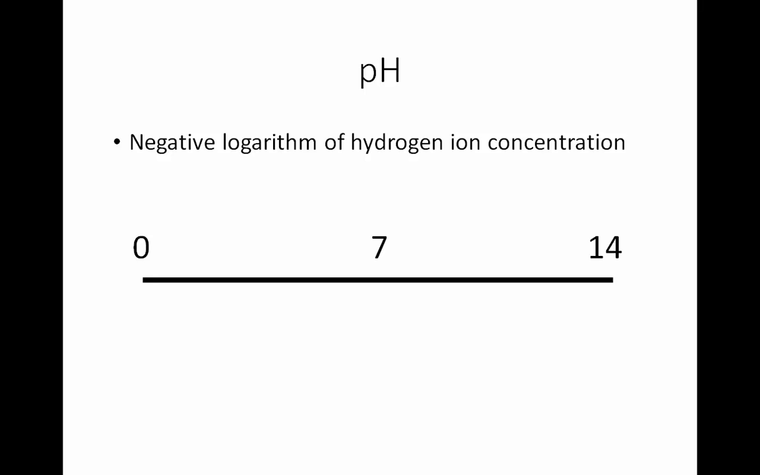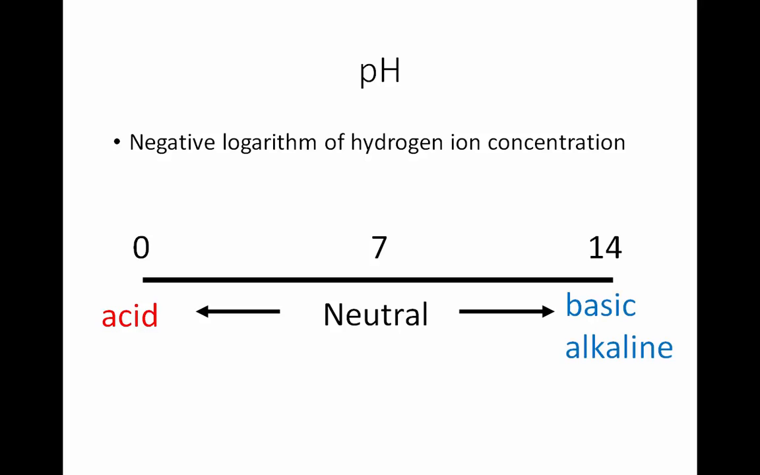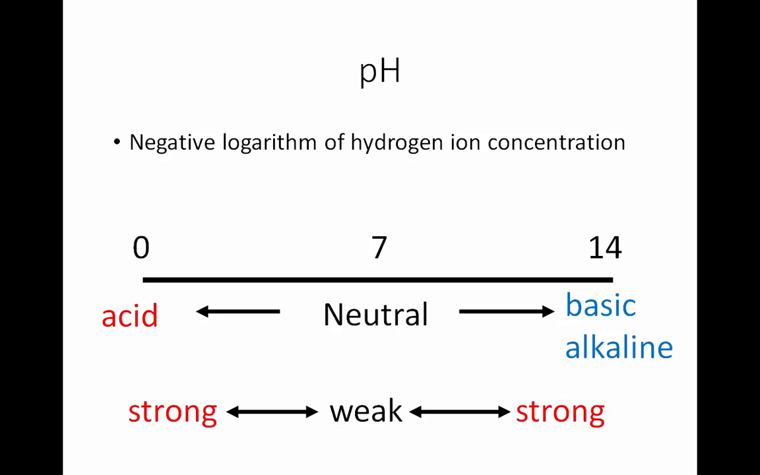Here in the middle, 7 is neutral. There is no real pH at 7. 7 is just neutral. As you move from 7 to 0, you're moving more acid. As you move from 7 to 14, you're moving more basic or more alkaline. And the further you are from 7 in either direction, the stronger you are. So something with a pH of 7 is neutral. Pure water is a 7.